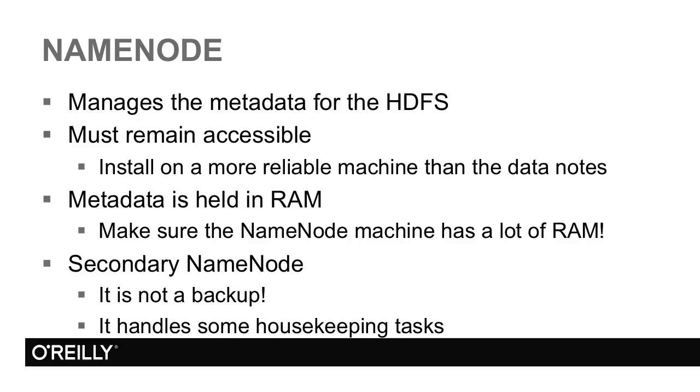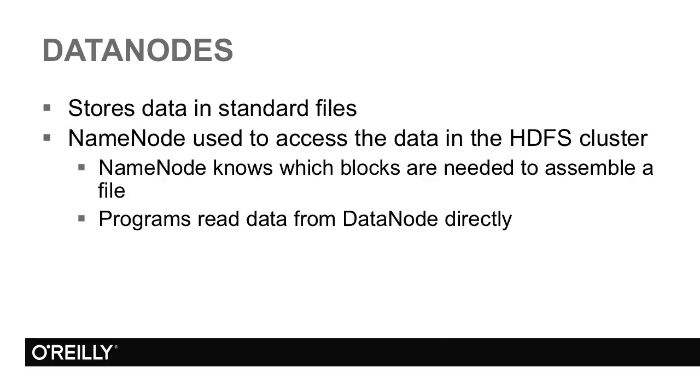Another term that occasionally shows up in discussions of Hadoop is the secondary name node. And many people believe by mistake that this is the backup for the name node for high availability. And that is not correct. The secondary name node is not a backup, and its purpose is to offload some of the housekeeping tasks to another machine.